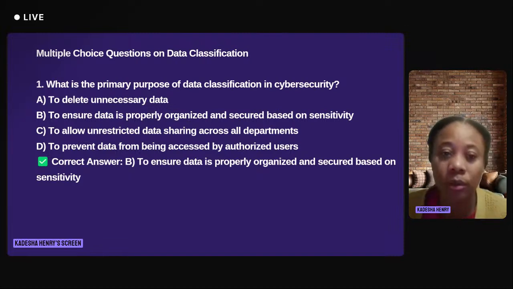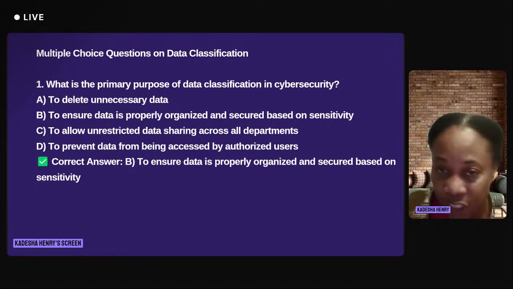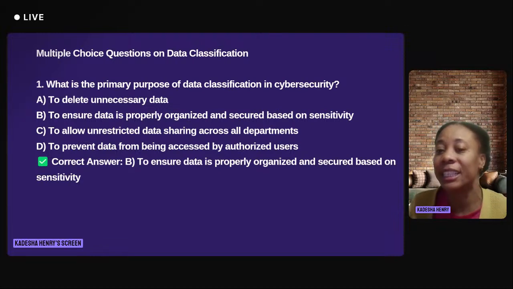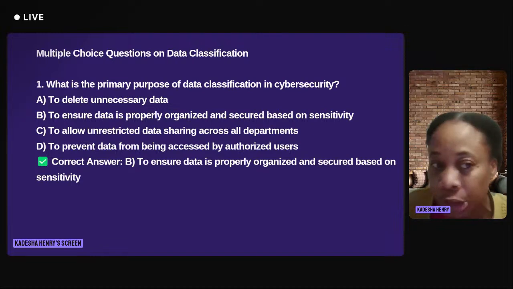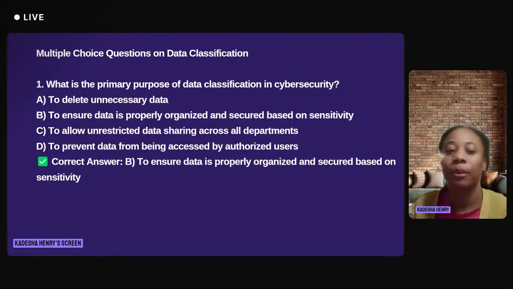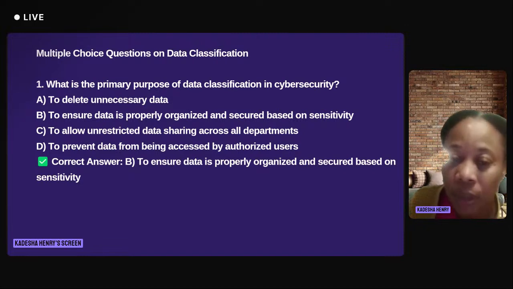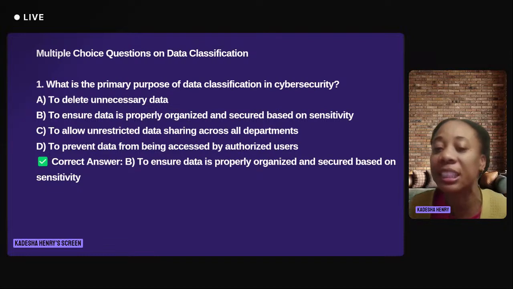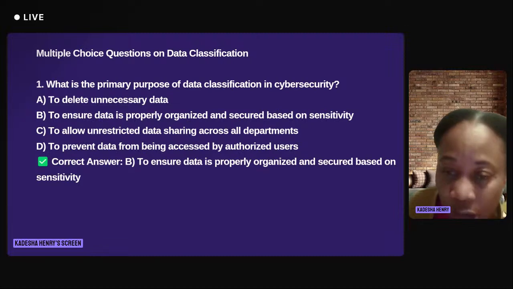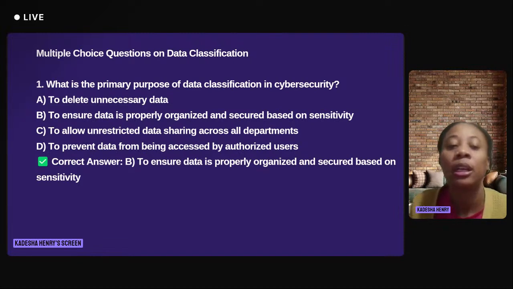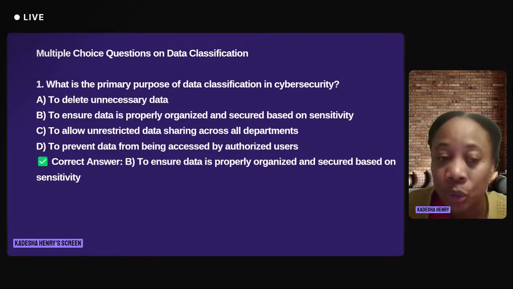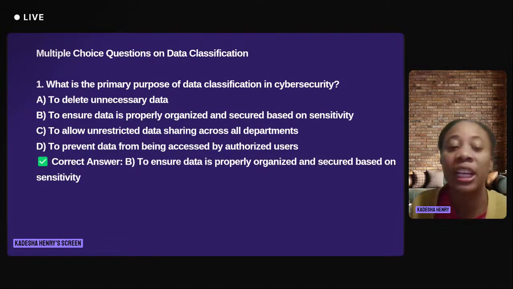Multiple choice question on data classification. What is the primary purpose of data classification in cybersecurity? Is it A, delete unnecessary data? B, to ensure data is properly organized and secure based on sensitivity? C, to allow unrestricted data sharing across all departments? D, to prevent data from being accessed by unauthorized users? And we will say the answer is B.